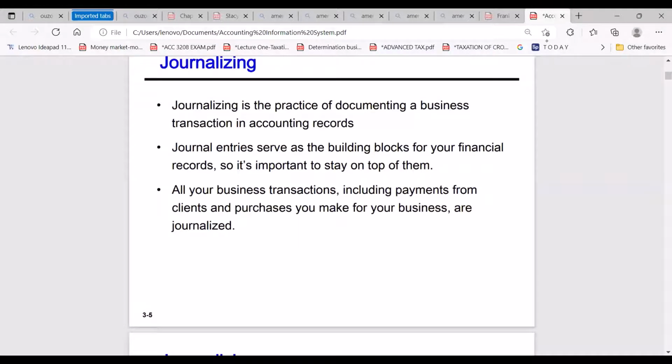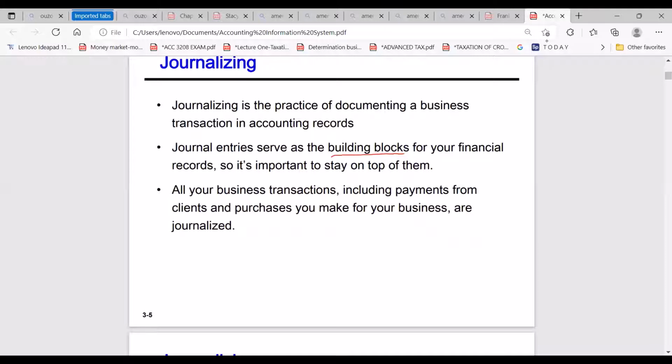Stage number 2 is about journalizing. Journalizing is the practice of documenting a business transaction in accounting records, especially the books of original entry. Journal entries serve as the building blocks of financial accounting, and therefore it is very important to prepare them. That is to mean this is where the process of recording accounting transactions starts.